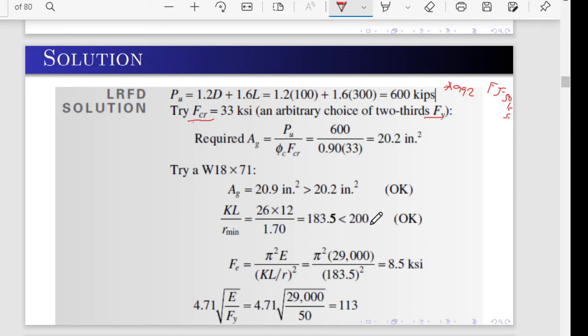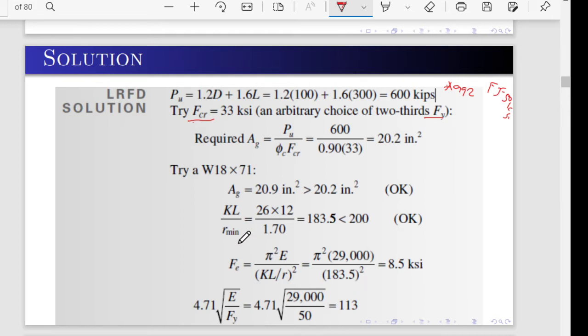Okay. Then compute for the Euler stress, which is Fe. Fe is pi squared E over (KL over r) squared. For steel, the modulus of elasticity in English units is 29,000. KL over r we computed as 183.5, squared. The value for Fe is 8.5.